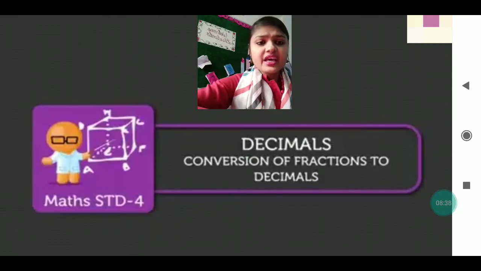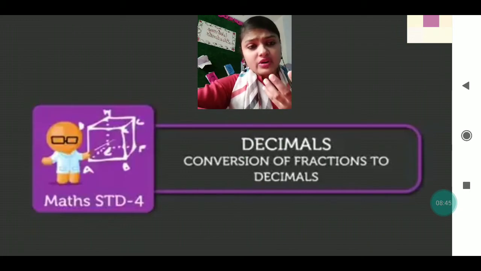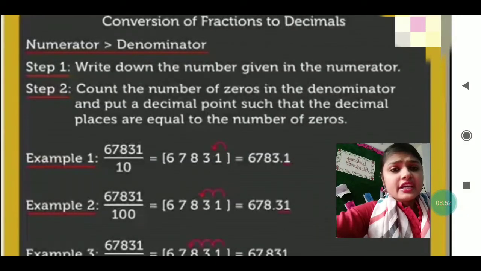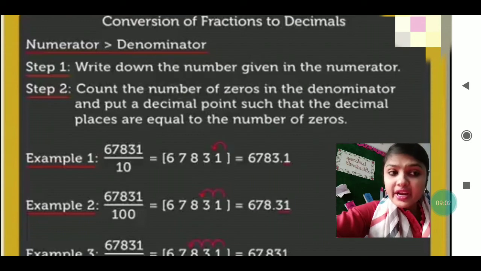In the same way, there are some conversions of fraction to decimal. How do we convert a fractional number into a decimal number? Just see. As we can see, the numerator is greater than the denominator. Write down the number given in the numerator. Count the number of zeros in the denominator. That number of zeros present in the denominator, you have to count it. And put a decimal point such that the decimal places are equal to the number of zeros.